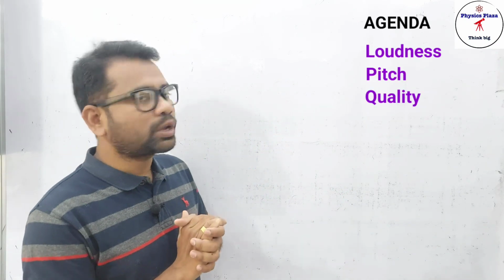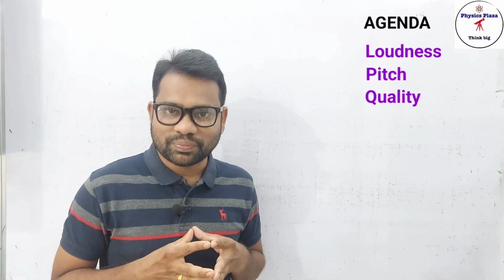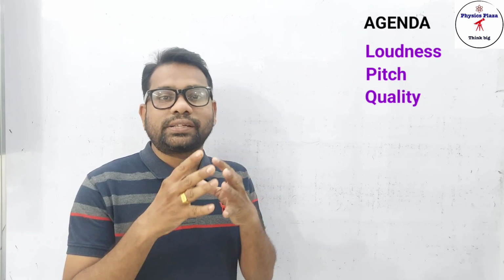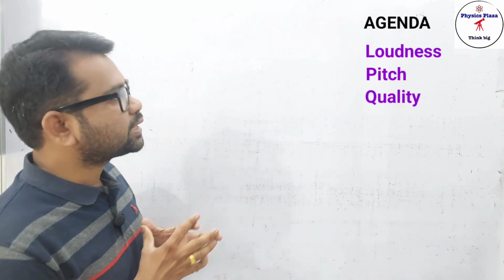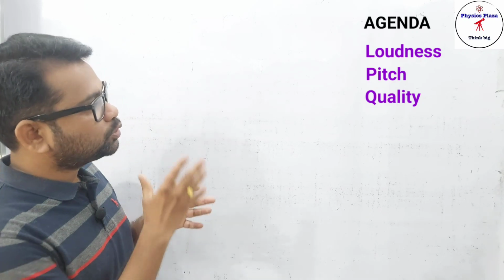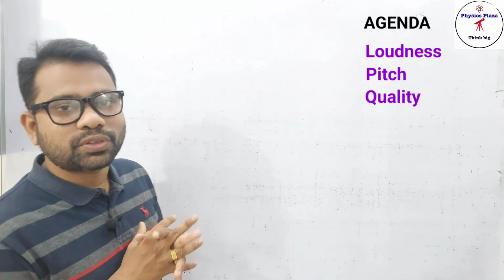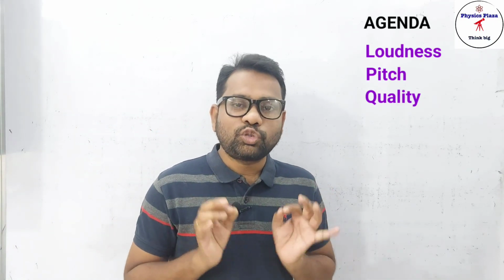Children, what are we going to discuss today? Today we are going to cover the concepts of unit C, where we will talk about the characteristics of sound. That is our main agenda today. Under the characteristics of sound, we will discuss loudness, then pitch, and finally quality. These are the three characteristics of sound.